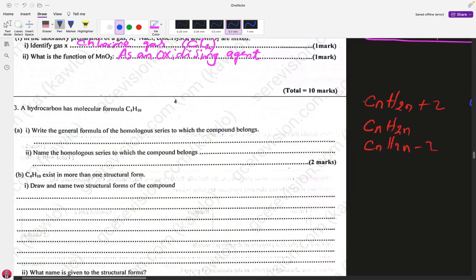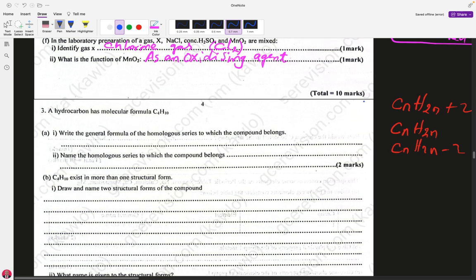Yes. So we write the general formula for the homologous series to which the compound belongs. The general formula in this case will be CnH2n+2. That is for the alkanes. Name the homologous series to which the compound belongs. Of course, we have said alkanes. It belongs to the group of alkanes.